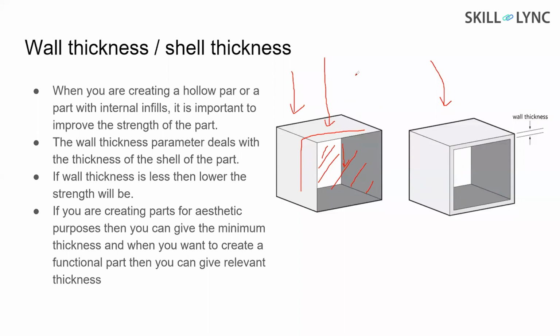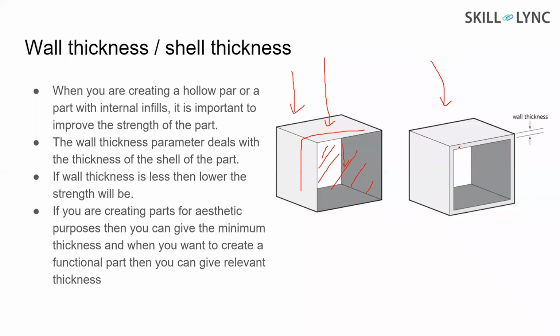And if you are designing this particular component for some particular purpose, then it is very necessary to maintain a certain wall thickness. So that's about your wall thickness and shell thickness. What does it do then? It strengthens your part, or your model, so that your model is not just for aesthetic purpose, but for your functional purpose too.